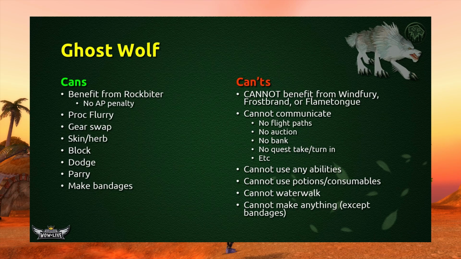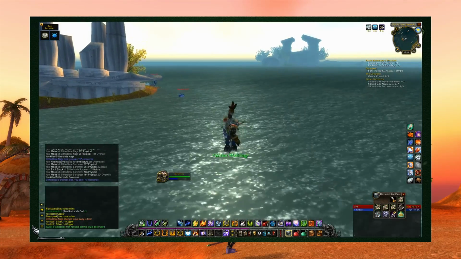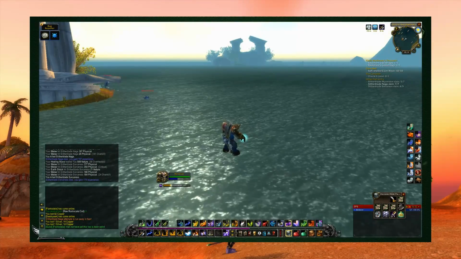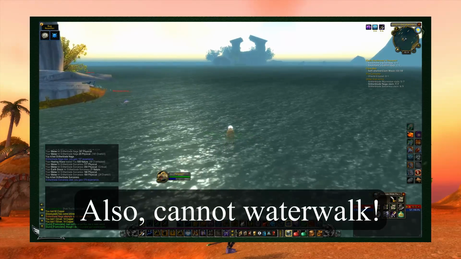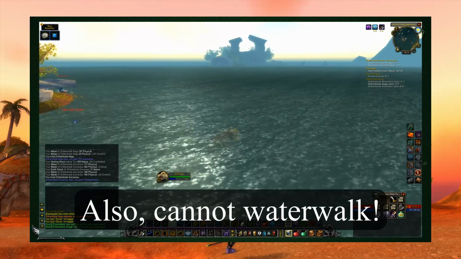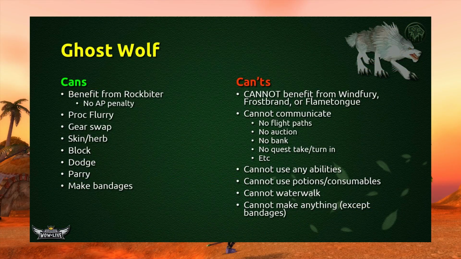You cannot communicate in Ghost Wolf. You can't talk to Flight Masters, you can't go to auction, you can't talk to bankers, you can't take or turn in quests, etc. So you can't talk to anyone if you're in Ghost Wolf form. You also cannot use any other abilities except just your auto attack. You cannot use potions or consumables, and you can't make anything else except for bandages. This could be a bug. Let me know if you guys also see this when Classic WoW launches. I wasn't able to leatherwork, so you can't make anything except bandages for some reason.